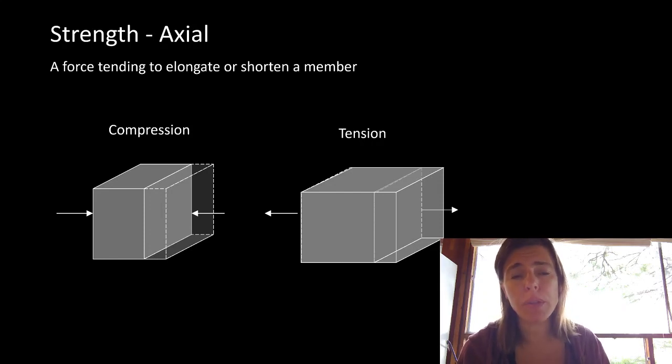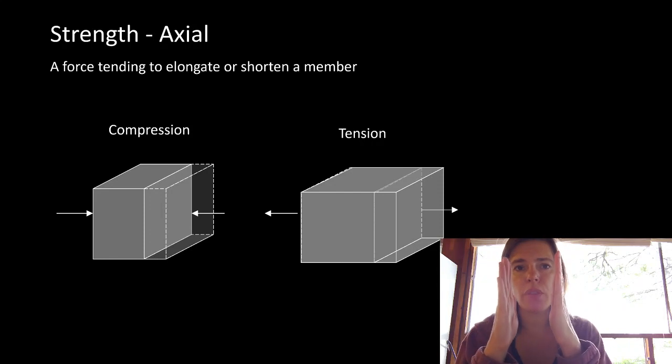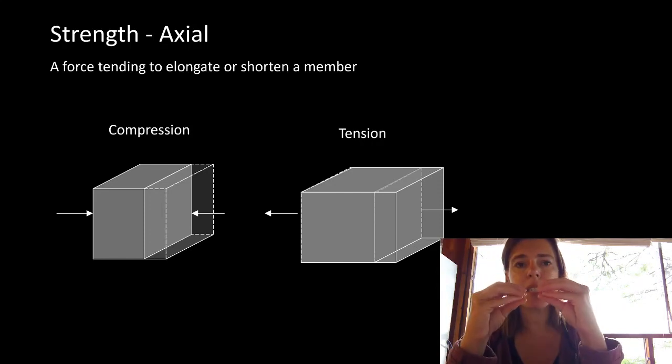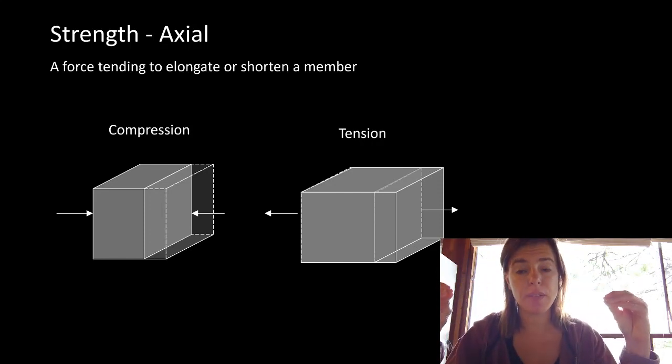But axial forces are any of the ones that kind of happen in line with the object. So compression is the axial force that's trying to squash something, and tension is the axial force that's trying to stretch something out.